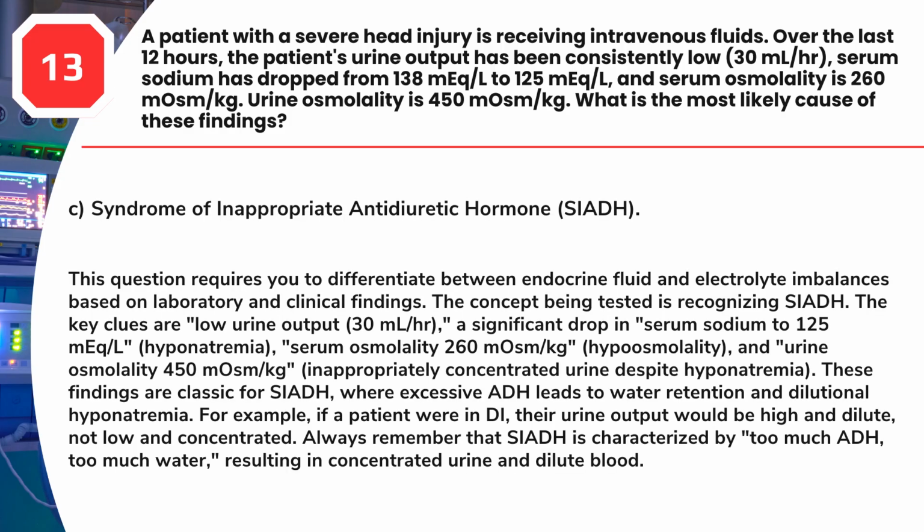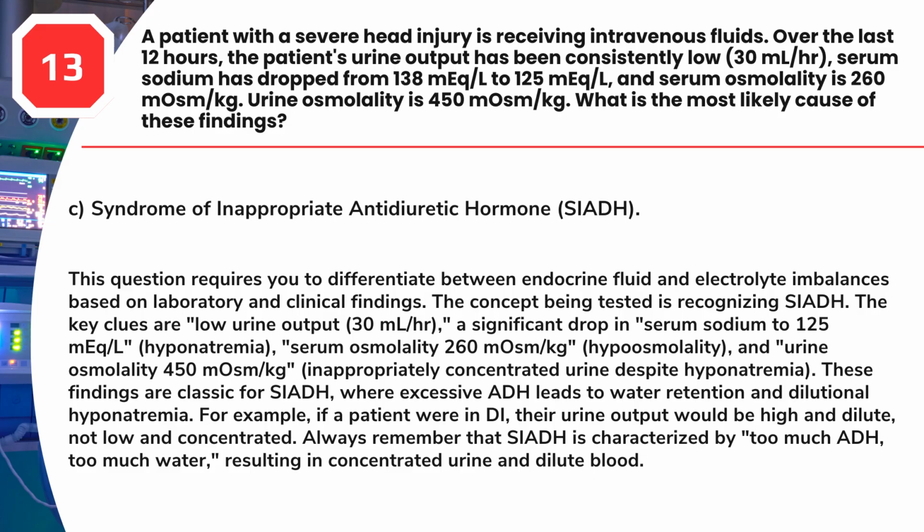Answer C. Syndrome of inappropriate antidiuretic hormone, SIADH. This question requires you to differentiate between endocrine fluid and electrolyte imbalances based on laboratory and clinical findings. The concept being tested is recognizing SIADH. The key clues are low urine output, 30 ml/hr, a significant drop in serum sodium to 125 milliequivalent/L, hyponatremia, serum osmolality 260 mosm/kg, hypoosmolality, and urine osmolality 450 mosm/kg, inappropriately concentrated urine despite hyponatremia.